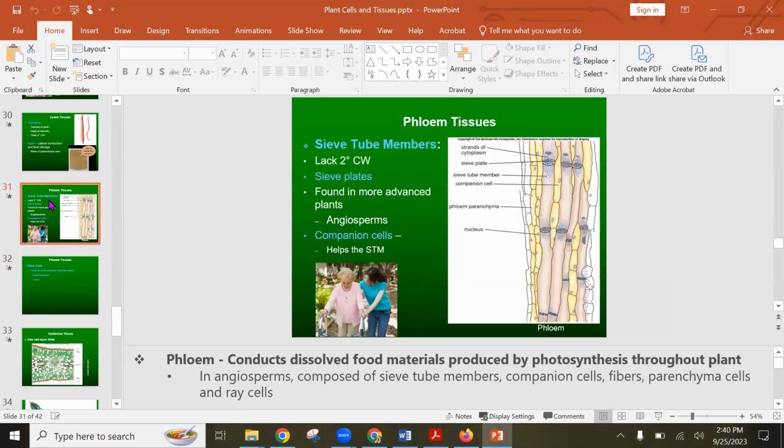And so also remember, phloem are not dead at maturity. They still have cytoplasm, they still have some organelles. So they're pretty different compared to the xylem.